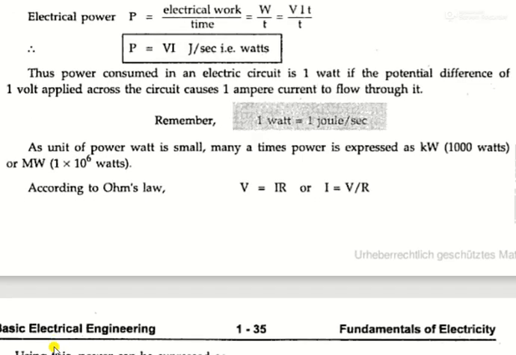Okay, we know the unit of power, the watt, is small, so many times we express it with units such as kilowatt, where kilo is 1000 watt, or megawatt, where mega is 1 into 10 to the power 6 watts. And according to Ohm's law, V is equal to I into R. So we can express I is equal to V by R.